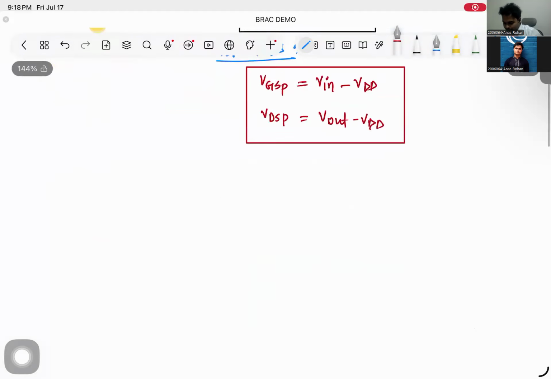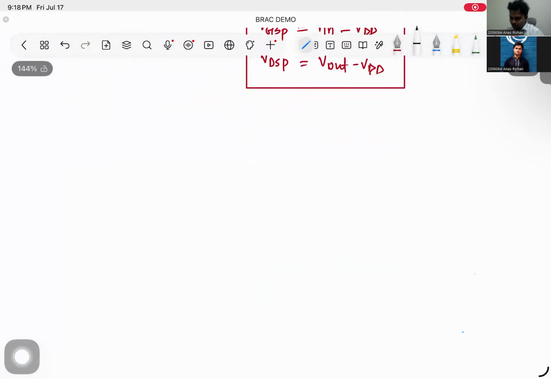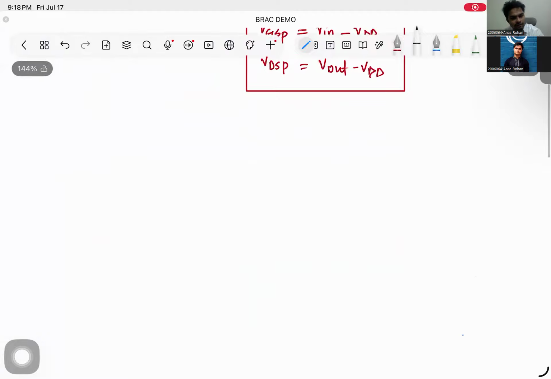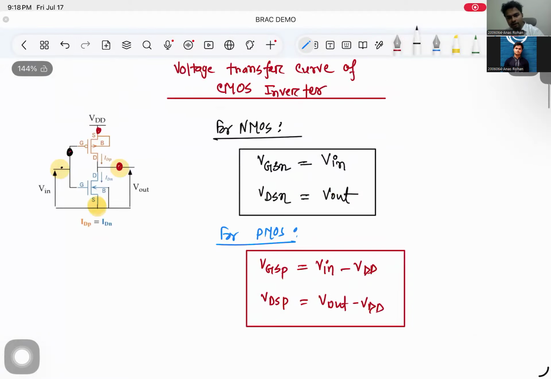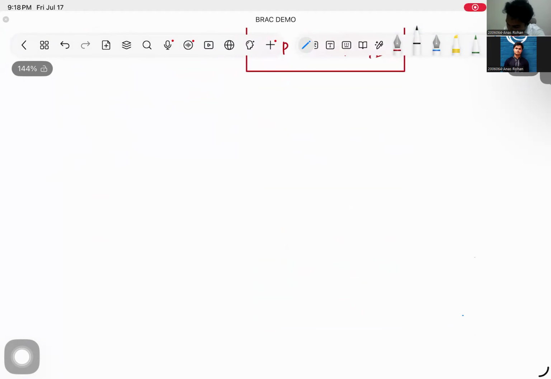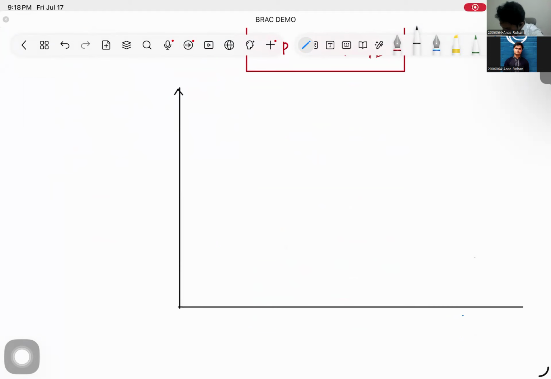Now we will start drawing the voltage transfer curve. What is a voltage transfer curve? A voltage transfer curve is a curve between the input voltage of our CMOS inverter and the output voltage of our CMOS inverter. We have got the equations now, right? For the curve, there are two axes: the x-axis and the y-axis. On the x-axis, we will plot the input voltage of the CMOS inverter, and on the y-axis we will plot the output voltage of the CMOS inverter.